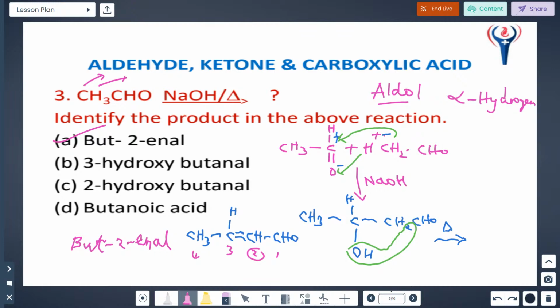Very simple compounds I have taken. We have propanol, and benzaldehyde is also there. So aldol condensation is a very, very important one. If you split the compounds and write like this, you can get the products very easily. Understood? Next one.